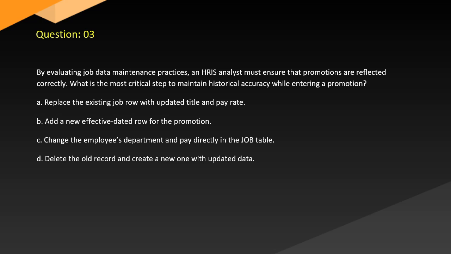A. Replace the existing job row with updated title and pay rate. B. Add a new effective dated row for the promotion. C. Change the employee's department and pay directly in the job table. D. Delete the old record and create a new one with updated data.